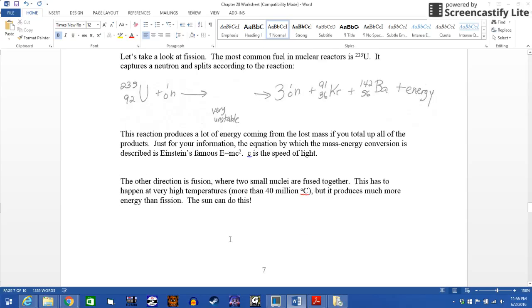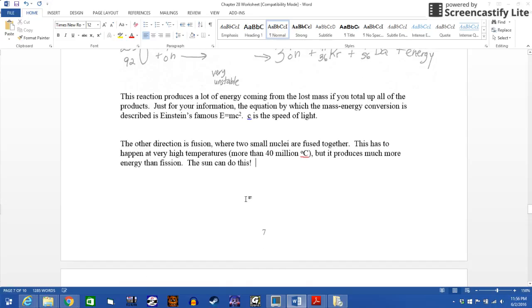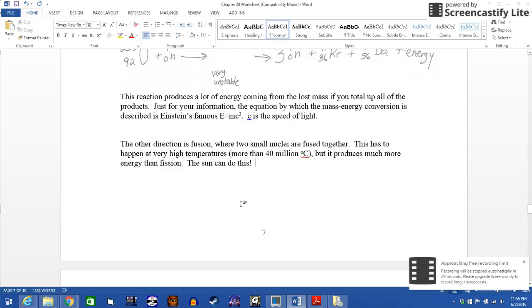Fusion, 2 small nuclei are fused together. Think about how hard that's going to be to do. You have all these protons, and you want them close to each other, which they're not going to like to do anyway because of plus and plus. Put a plus over here, another plus over here. That's one thing. But then you want to put them right on top of each other. Good luck. That takes so much energy to fuse them together and make them a new element.